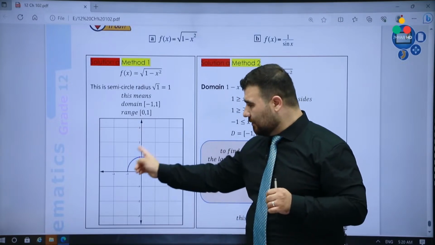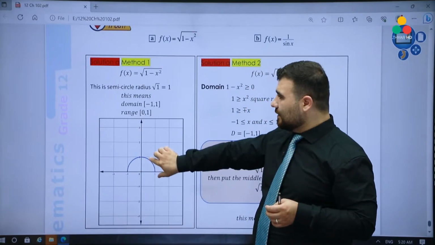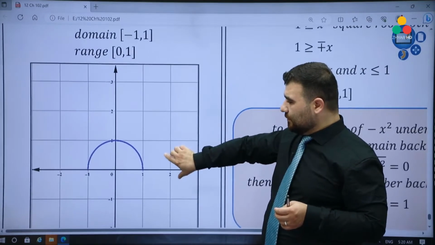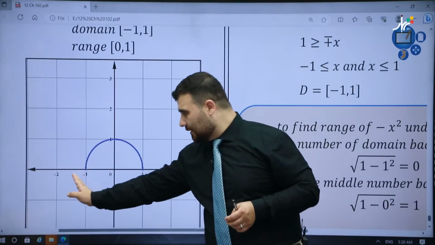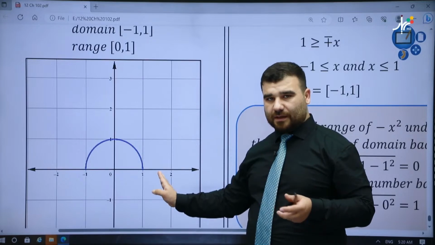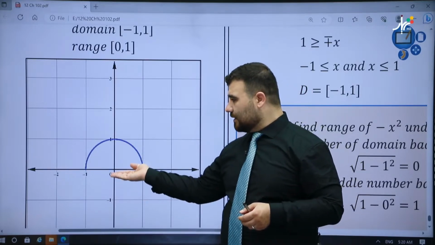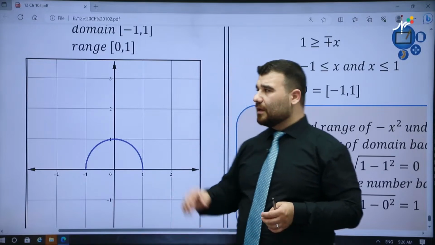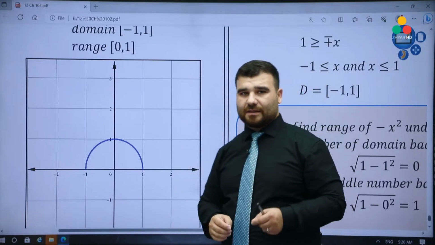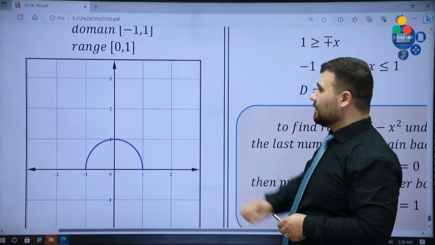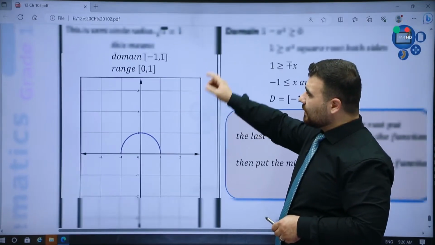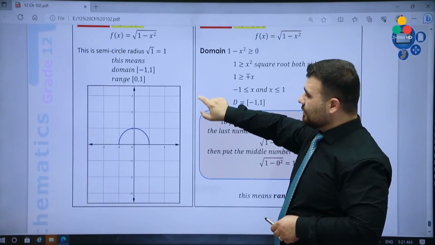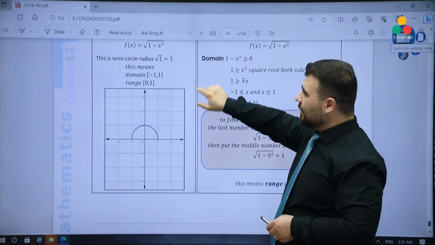It's half a circle, center at (0, 0). This is how it looks, from -1 until 1. Radius is 1, and the height is from 0 until 1. If you recognize it as a semicircle, it will be faster and easier to find domain and range. If you don't recognize it, then there is the other way that works pretty fine.